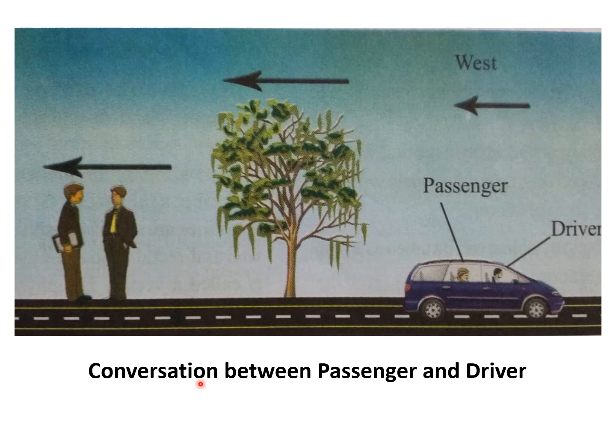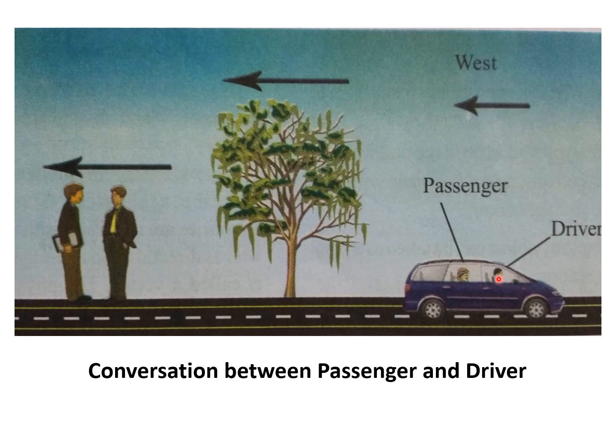Here, the conversation between passenger and driver. If you observe the picture, here again the same thing. Tree, two persons are there, and car with the driver and the passenger. Now the direction is mentioned towards west. Now here the discussion between passenger and the driver.